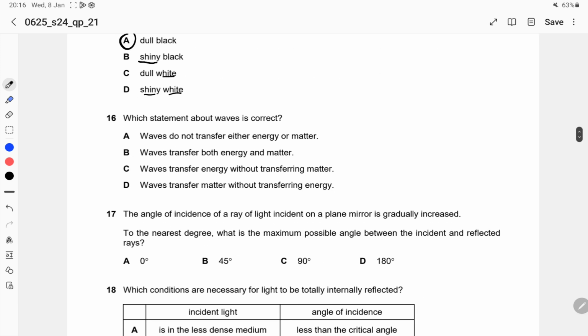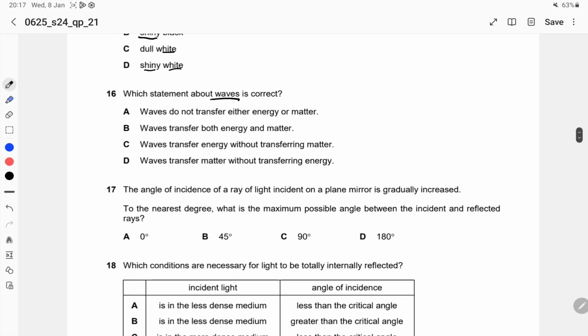16th, which statement about a wave is correct? Waves do not transfer either energy or matter. Now this is why I tell you all to read the syllabus. Everything is mentioned in the syllabus. Whenever you talk about progressive waves, which is in your syllabus, they transfer energy. Matter does not move, which means matter only vibrates, and therefore in longitudinal and transverse you stick to the word vibration. Which means A is wrong.